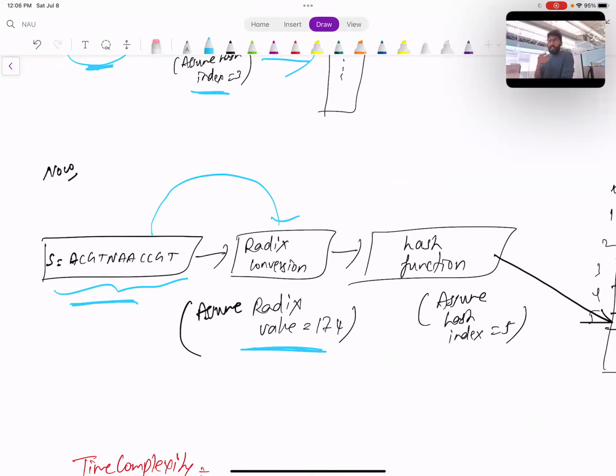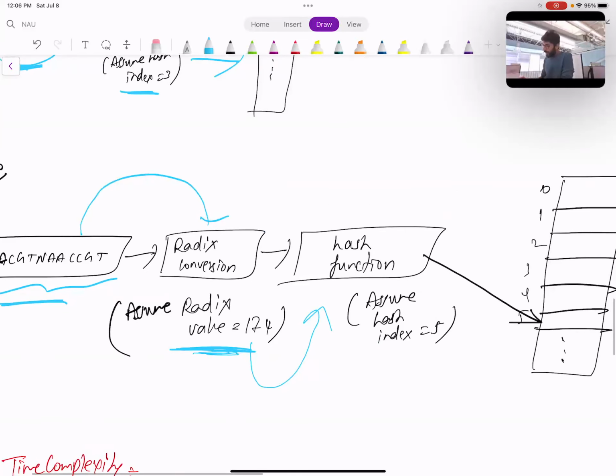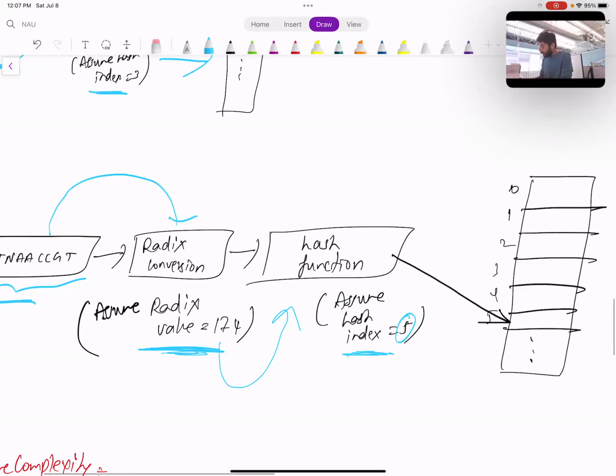Now, why did we generate the radix value? Why are we trying to do this? Because our intention is to consider these strings and put them into hash tables. That's the reason. Once you get the radix value, you pass this radix value to the hash function. This is how it works internally. And finally your hash function will generate a hash index. Assume in this case it is 5, now you go to the fifth index in the hash table.